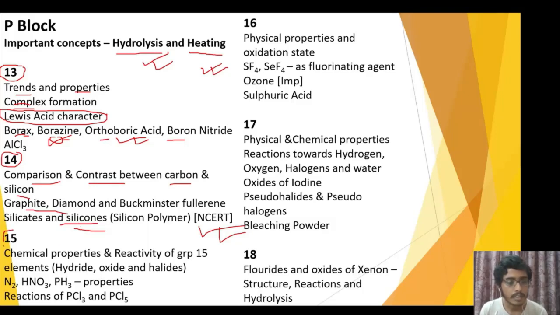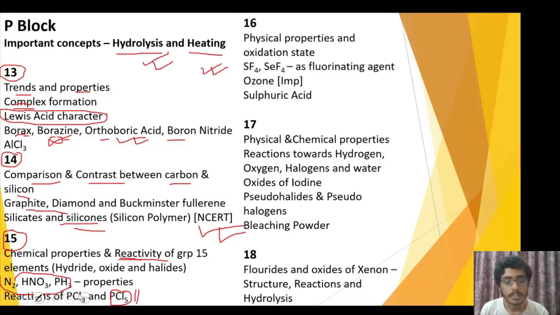Next is group 15, the nitrogen family. Here again chemical properties, as I said, trends and properties will continue for each group and questions are repeatedly asked. Now the reactivity of the various hydrides, oxides and halides of the group 15 elements: we're asked to arrange them based on their reactivity. Nitrogen, nitric acid and phosphine, these 3 compounds you must know about the properties and their reactions. PCl3, PCl5 are given in NCERT, the reactions must be known. The reaction of PCl5 has been asked in the previous year.